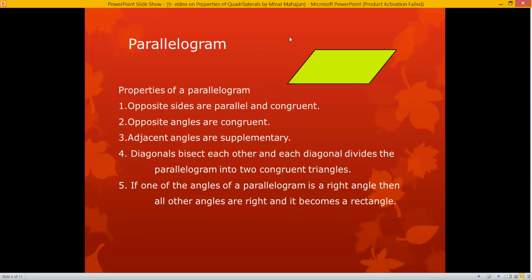So first of all, here you can see the parallelogram. This quadrilateral is called parallelogram. Why? Because opposite sides of a parallelogram are congruent and equal. Opposite angles are congruent. Adjacent angles are supplementary. Diagonals bisect each other and each diagonal divides the parallelogram into two congruent triangles. If one of the angles of the parallelogram is a right angle, then all other angles are right and it becomes a rectangle.